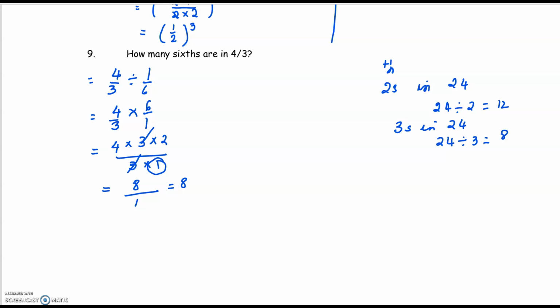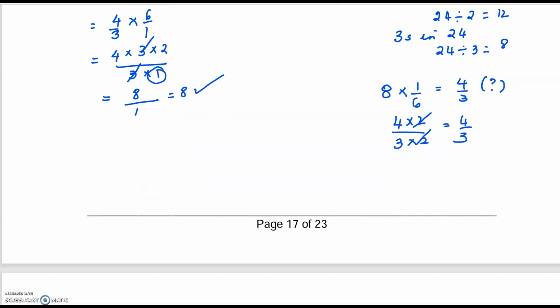So we have answered the question. The question said, how many sixths are in 4/3? There are 8 sixths in 4/3. Let's double check. If I multiply 8 with the sixth, I need to make sure that I get a 4/3. So let's see. 8 is 4 times 2. 6 is 3 times 2. We cancel the 2's and we get 4/3. So there are 8 sixths in 4/3.